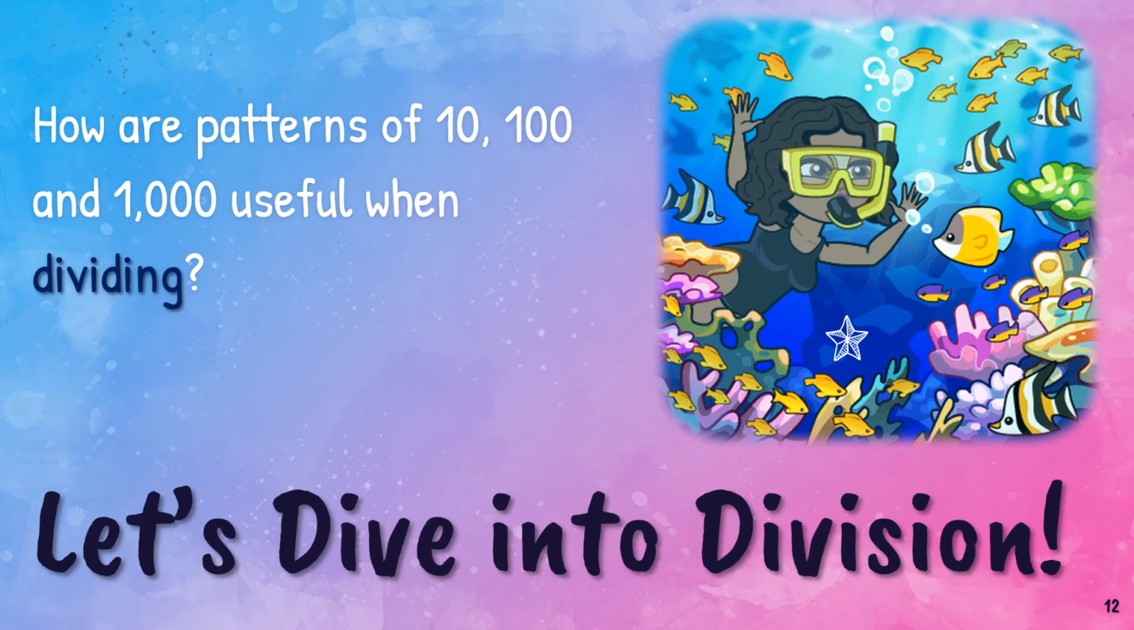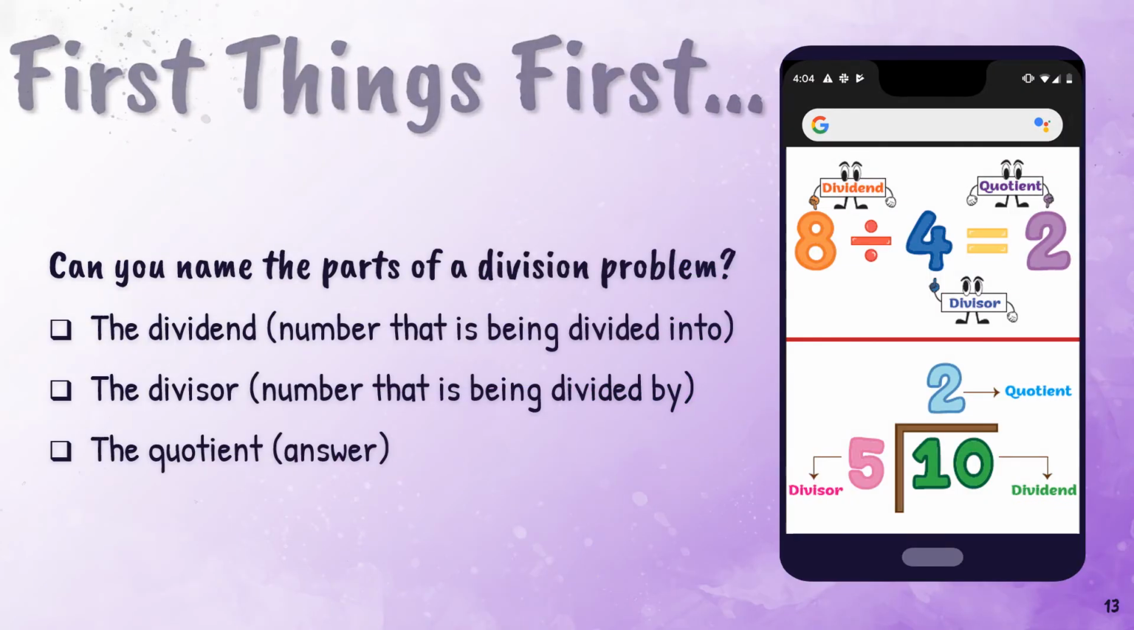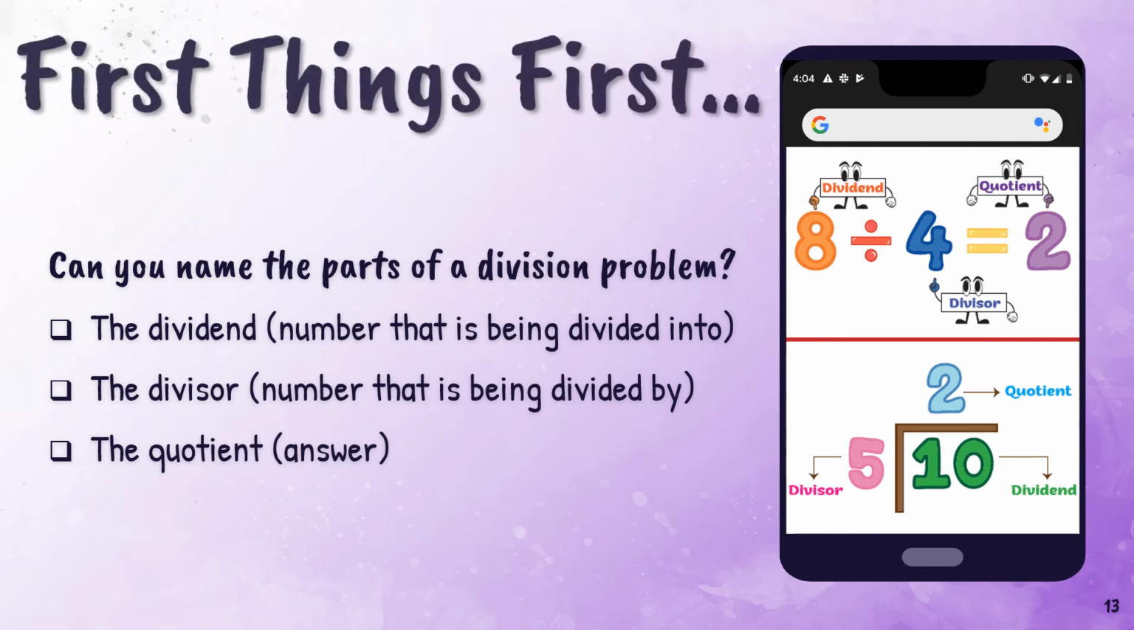How are patterns of 10, 100, and 1,000 useful when dividing? Let's dive into division. First things first. Can you name the parts of a division problem? We have the dividend, which is the number that is being divided into, the divisor, the number that is being divided by, and of course the quotient, which is the answer of every division problem.